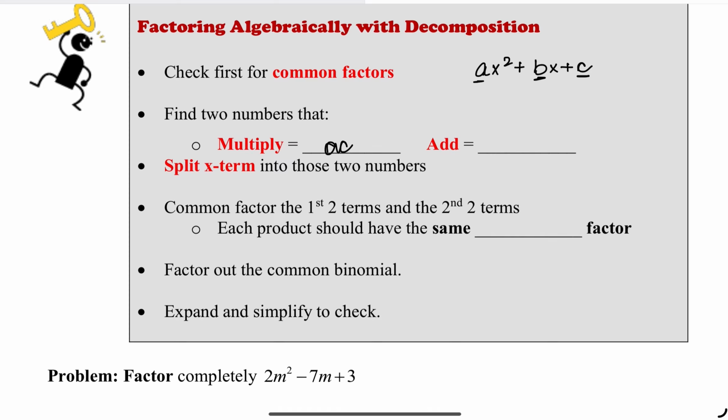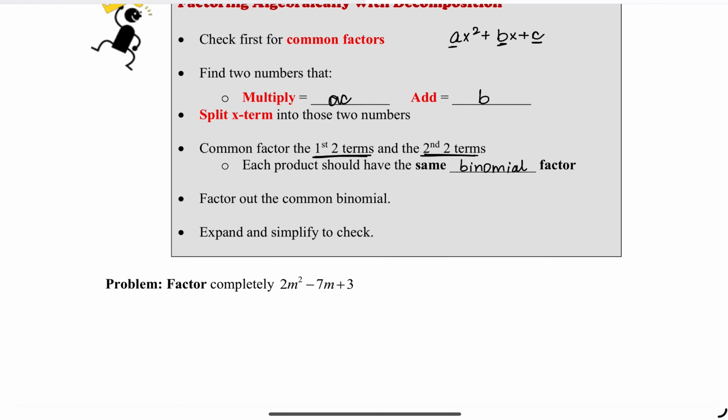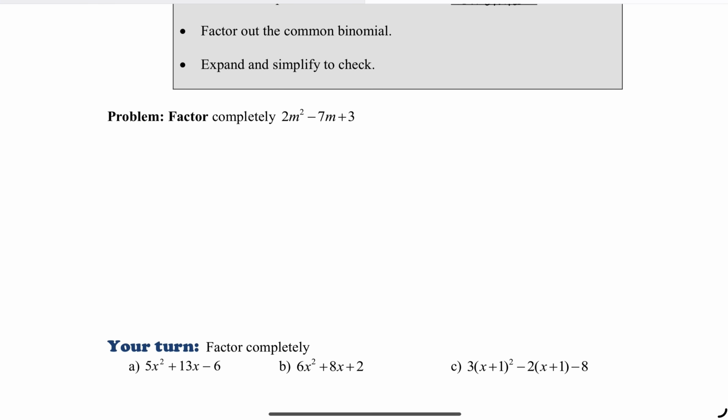So you're trying to find factors that are equal to a times c, and when you add them, you get b. Then you're going to split your x terms into two numbers, and figure out what's the common factor between the first two terms and the second two terms. Once you get that, each product should have the same binomial factors. Okay, you factor out the common binomial and you expand and simplify to check your work. Okay, so let's do this. So many words, right?